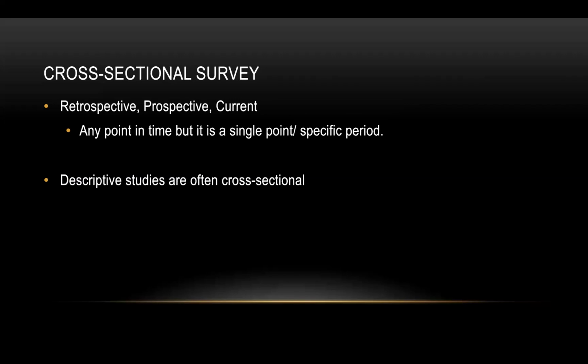So just to give you a brief overview about a cross-sectional survey, it can be retrospective, it can be prospective, or it can be current, so what's happening right now. But it's very specific to a single point in time or specific period. And again, descriptive studies. So when we're seeking to describe something, we typically are using a cross-sectional survey. Often, if you're looking at a large data set, it'll be 1 year of that data, for example, a cross-section of that cohort.